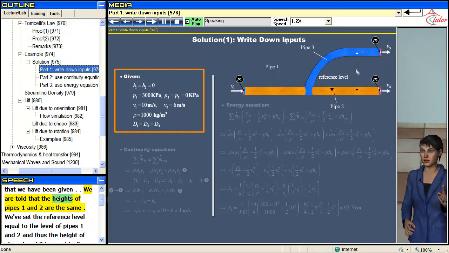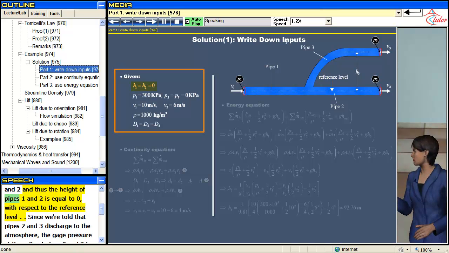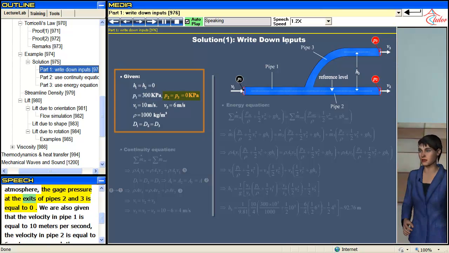We are told that the heights of pipes 1 and 2 are the same. We've set the reference level equal to the level of pipes 1 and 2, and thus the height of pipes 1 and 2 is equal to 0, with respect to the reference level. Since we're told that pipes 2 and 3 discharge to the atmosphere, the gauge pressure at the exits of pipes 2 and 3 is equal to 0.